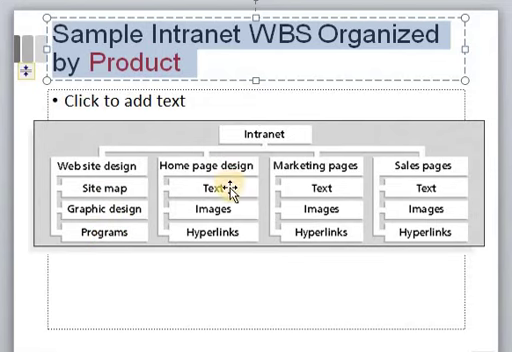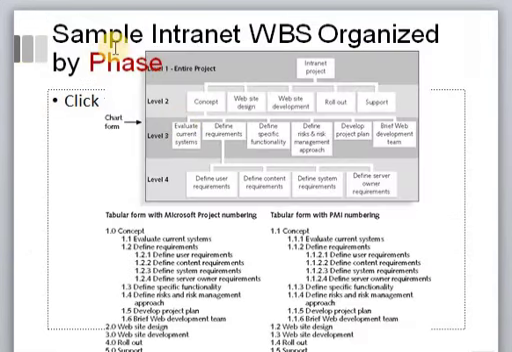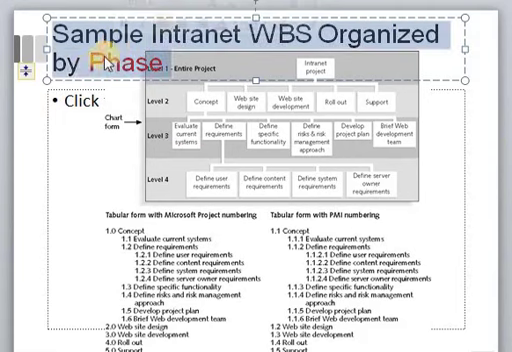Similarly, the home page design will contain the text, the images and the hyperlinks. The marketing pages will include the text, the images and the hyperlinks. And the sales pages will contain the text, the images and the hyperlinks. So, we have another sample intranet work breakdown structure organized on the basis of the project phases.